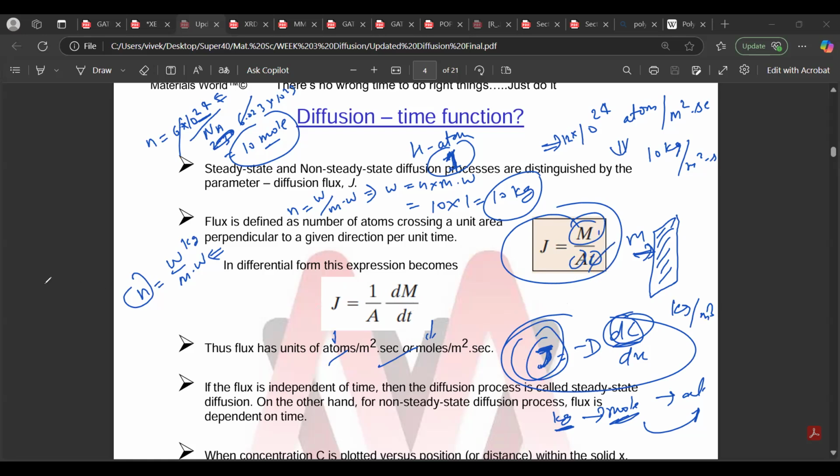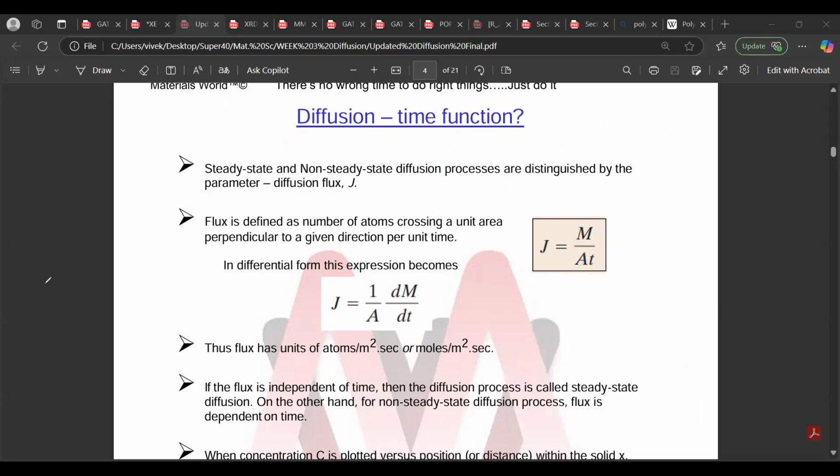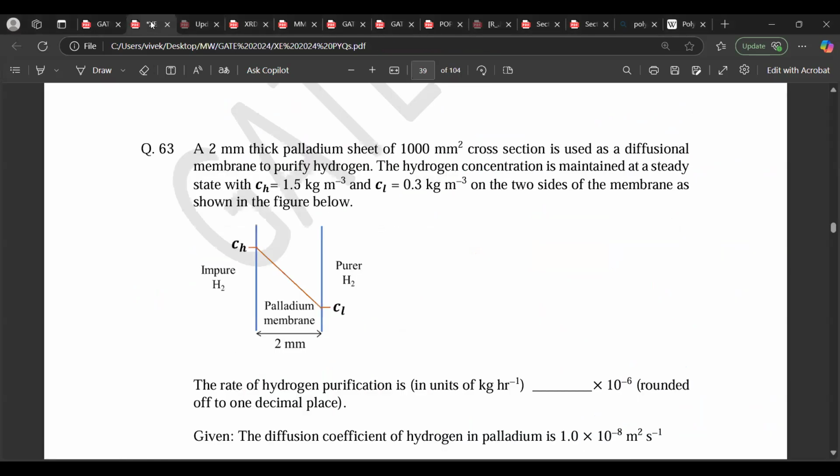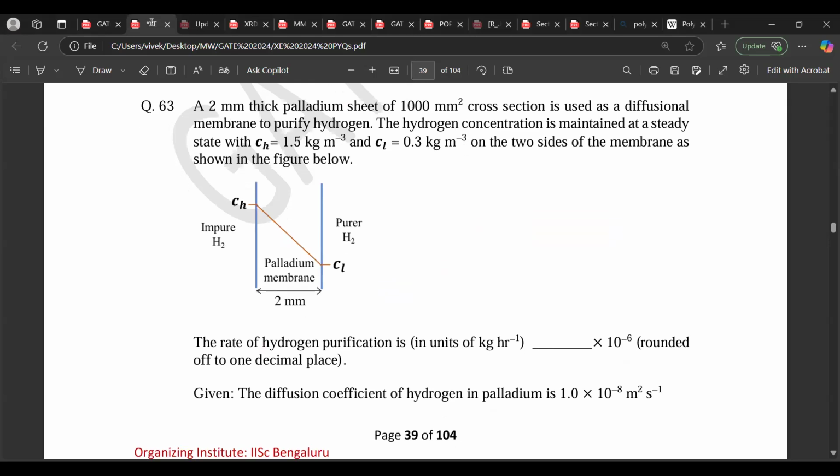Now let's go to the question. This is a question that is very difficult to solve if you don't know how to apply the concept of units, otherwise it's very easy because they have only played with units, nothing else. What they have given is that this area is 1000 mm square. That gives you 1000 multiplied by 10 to the power minus 6, right?